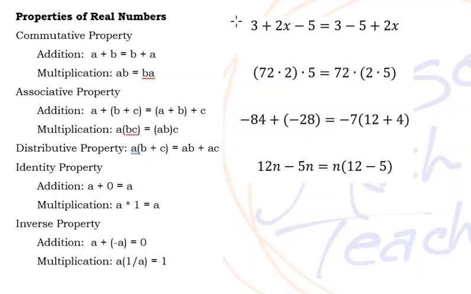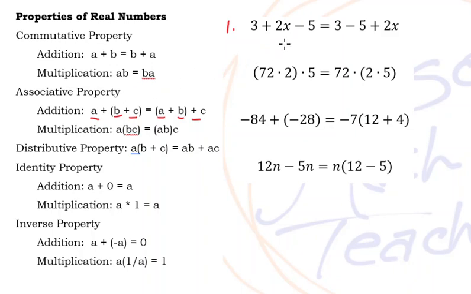So let's start with number 1 here. 3 plus 2x minus 5 equals 3 minus 5 plus 2x. What property was used there? Well, you might be tempted to think that it was one of these ones with 3 things being added. Obviously, this is an addition property, a property of addition, not of multiplication. Don't be fooled by that minus sign. It's still addition even if there's a minus sign. But it is in fact not the associative property, which has 3 things being added.